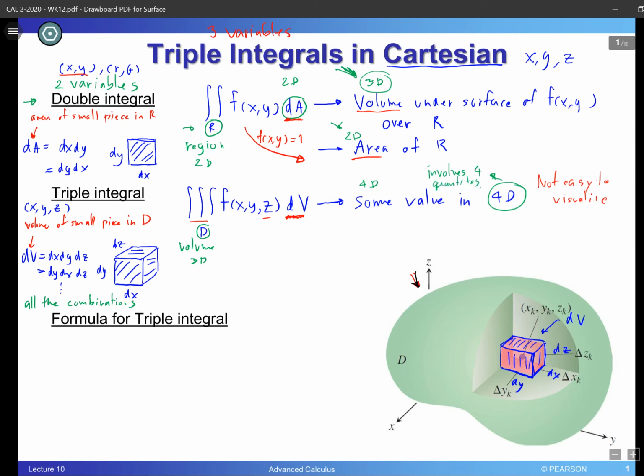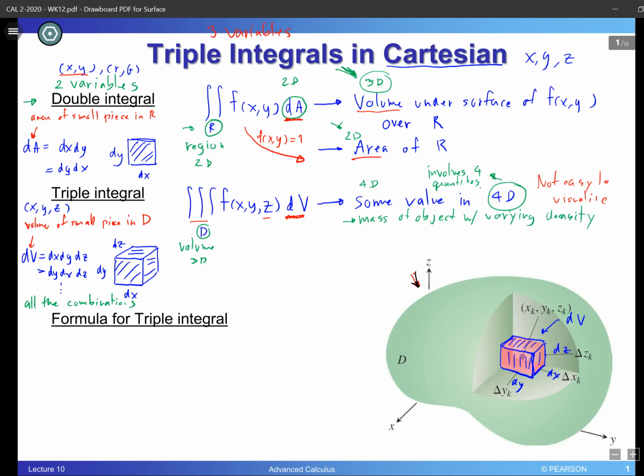We can use this to study the properties of objects in space. Something like this. You can use this to study the mass of a solid with varying density, and many more applications, but I'm not going to focus on that right now.